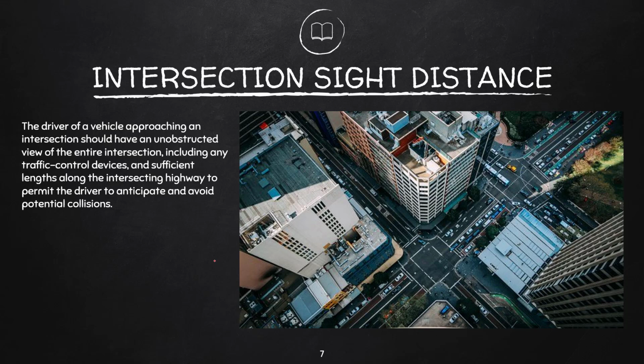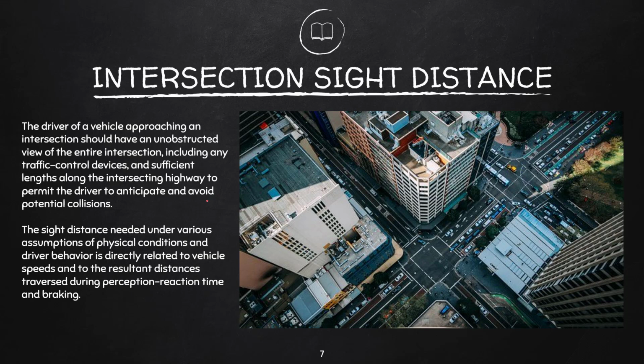Continuing, the driver of a vehicle approaching an intersection should have an unobstructed view of the entire intersection, including any traffic control devices, and sufficient lengths along the intersecting highway to permit the driver to anticipate and avoid potential collisions. That is self-explanatory. The sight distance needed under various assumptions of physical conditions and driver behavior is directly related to vehicle speeds and to the resultant distances traversed during perception reaction time and braking.